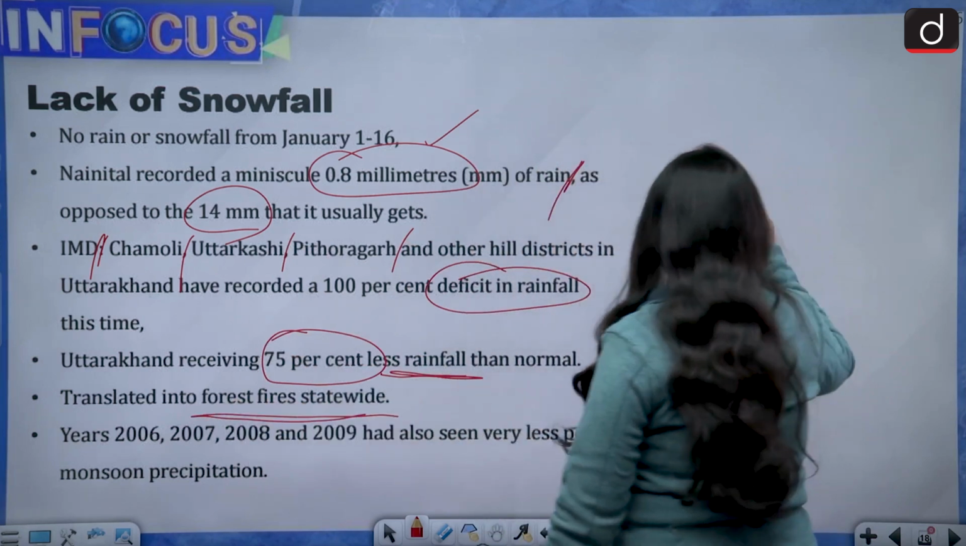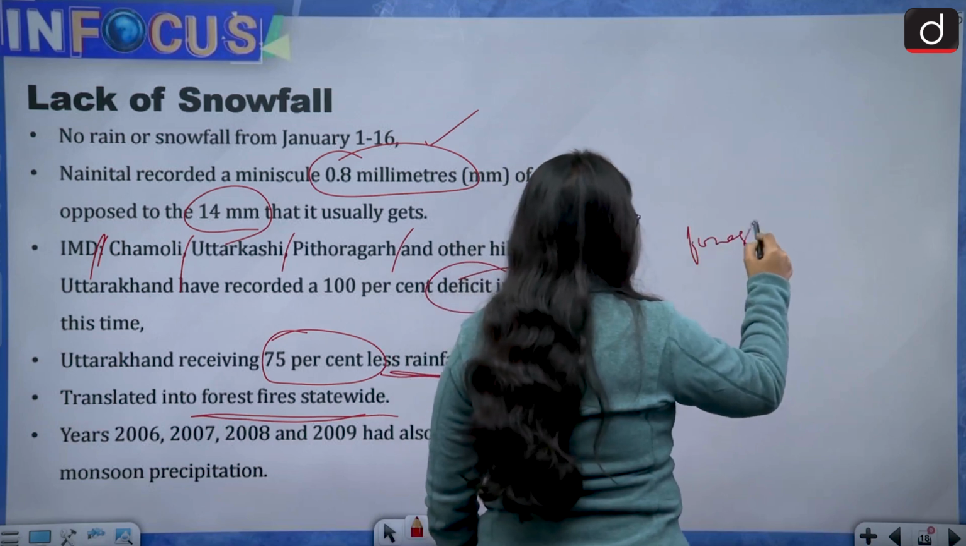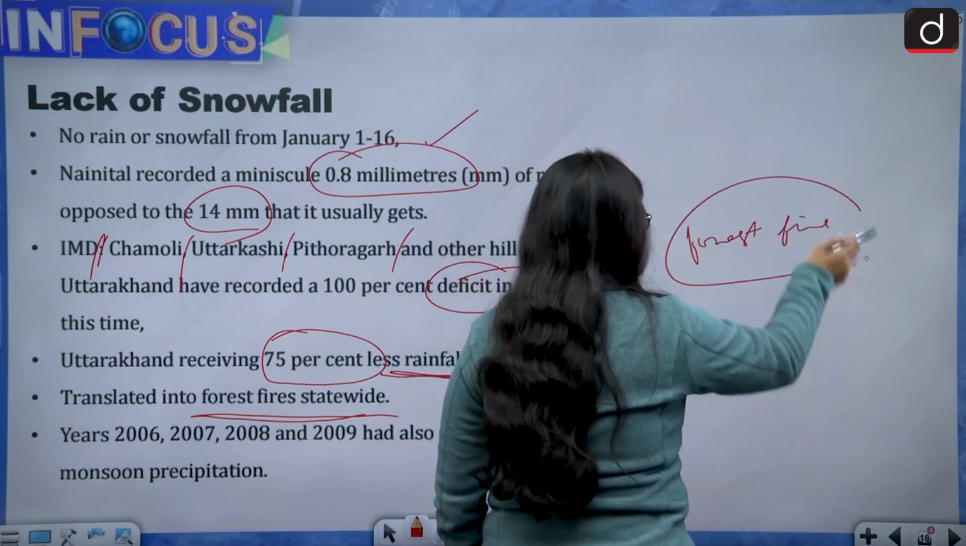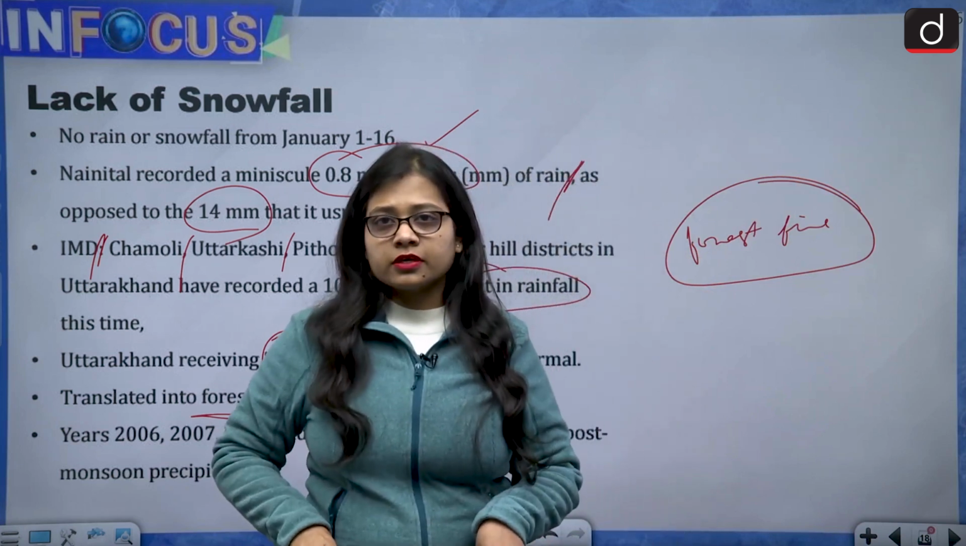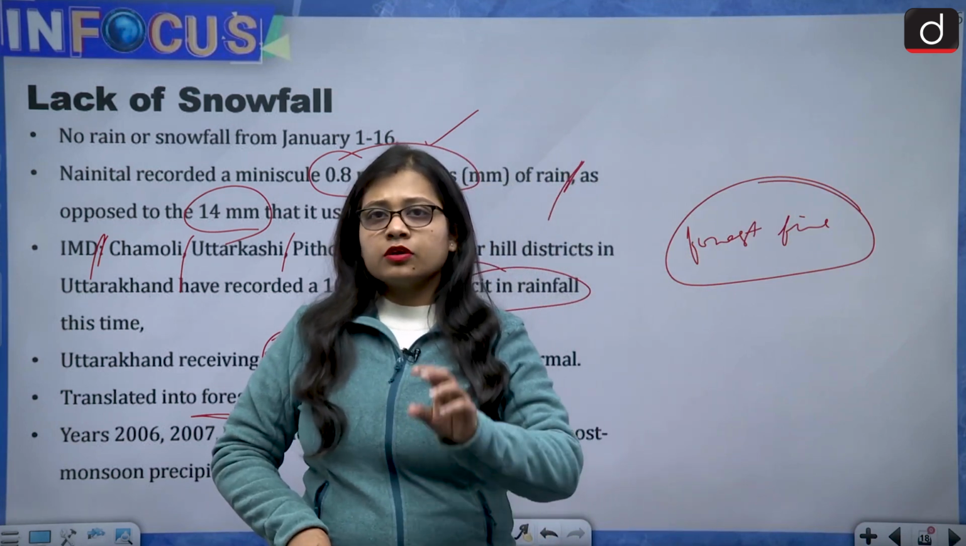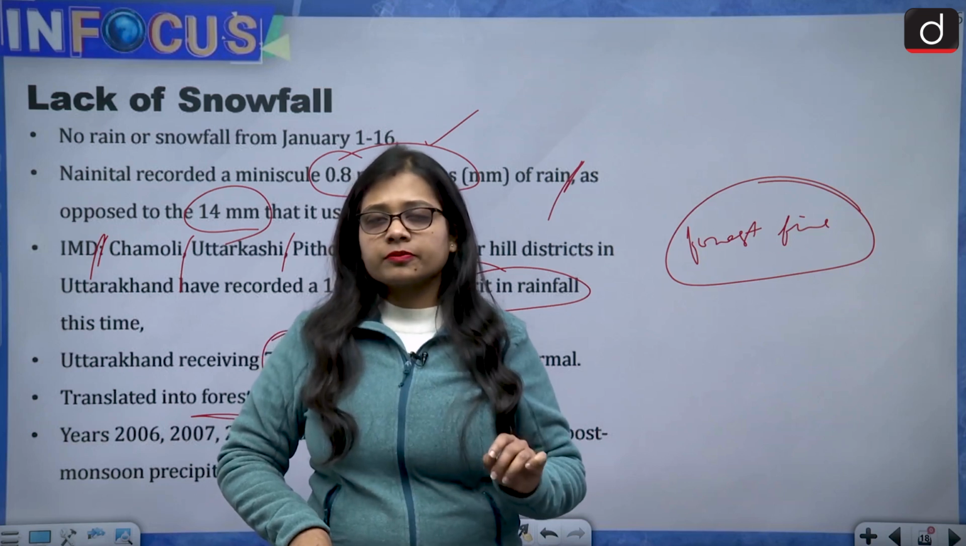Now, what is a forest fire first of all? A forest fire is an uncontrolled fire which happens in the forests of a place.